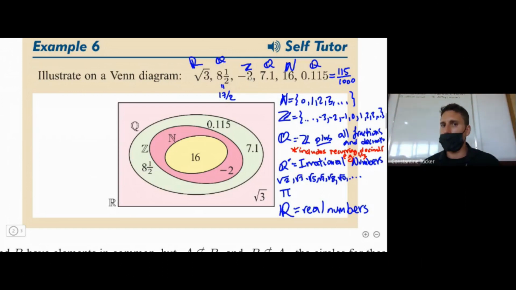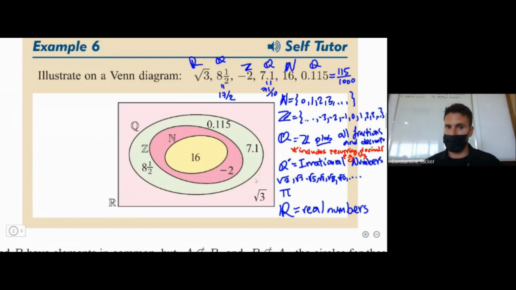If it's a negative whole number, it's an integer. If it's a positive whole number, it's a natural number. If it's a decimal which ends, you can write it down as 71 over 10, for example. So that is rational. And then if it's none of these things, like the square root of 3, this would be a real number.